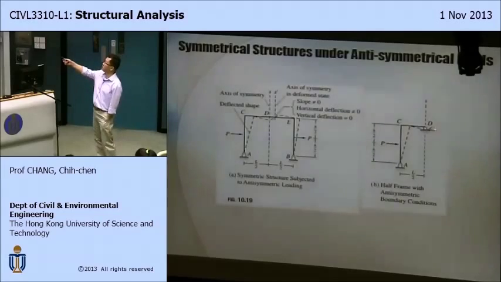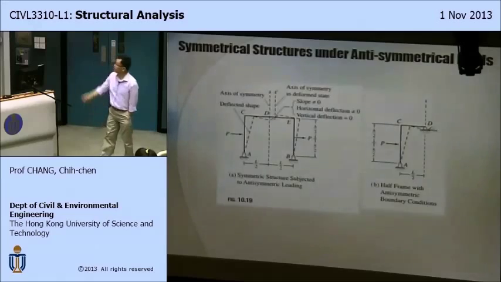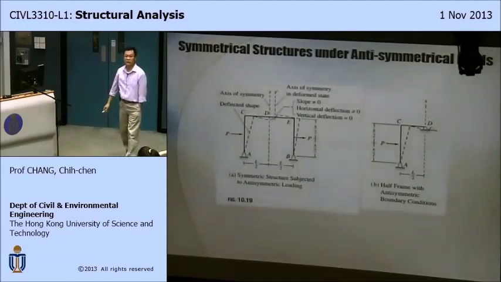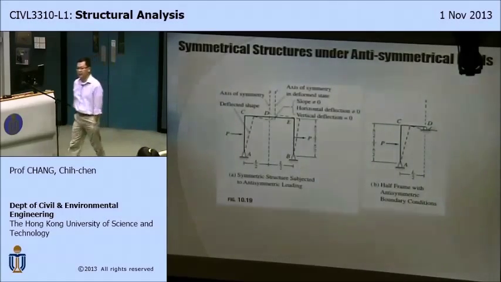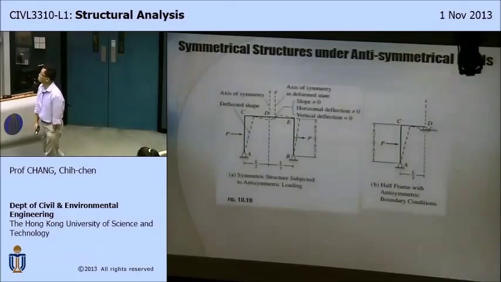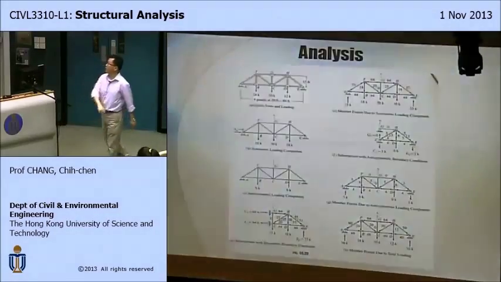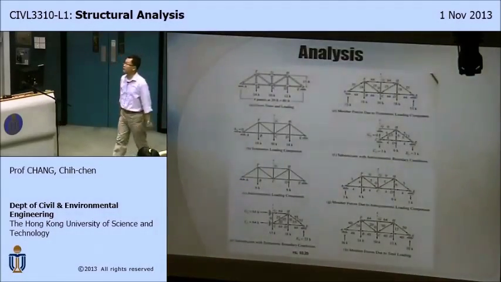So roller support: bending moment equal to 0, displacement equal to 0 vertically, horizontally it is free to move, and slope is not equal to 0. So it's the same as roller support. So instead of doing this analysis, you just do that analysis, and the other half is anti-symmetrical. Okay, so this is how we do it.